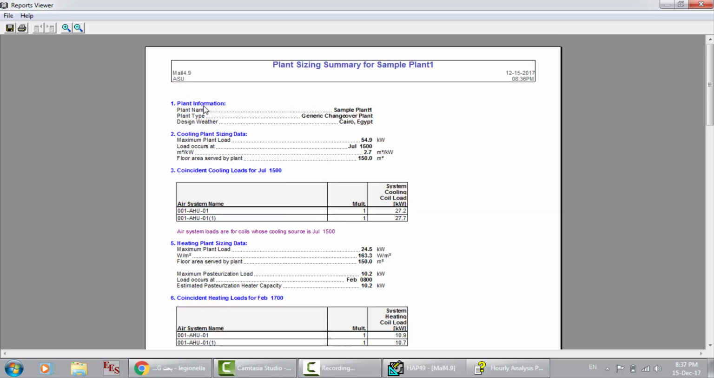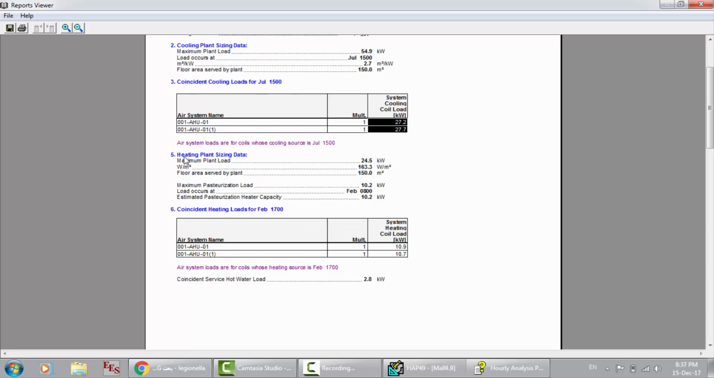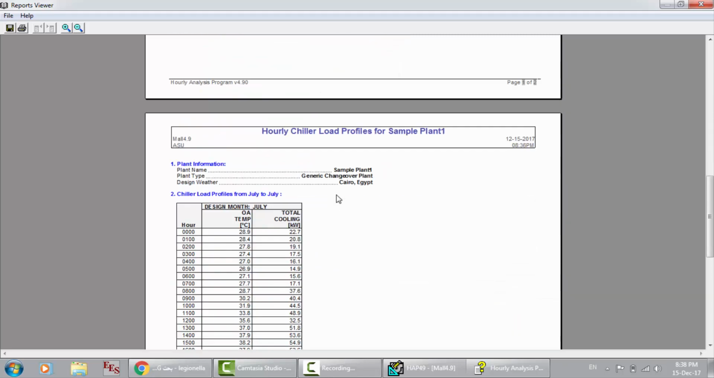So here are the plant formation and the cooling plant sizing data, and notice that the load occurs at July 1500. And here are the loads and the heating plant sizing data, and here is the maximum plant load in watt per square meter of floor area. Notice that the maximum pre-heat load is very important to know to get the heater capacity. Okay, so this is the heater capacity. That's what's very important to get from this report, and so on.